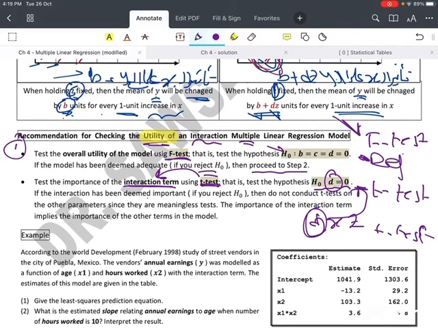If the interaction has been deemed important, meaning you reject H0, then do not conduct t tests on the other parameters. When I see the t test on the interaction term reject, you will not continue. The importance of the interaction term implies the importance of the other terms in the model. When I reject this hypothesis, it means the interaction term is important. Since it is already in x and in z, it means both x and z are important.